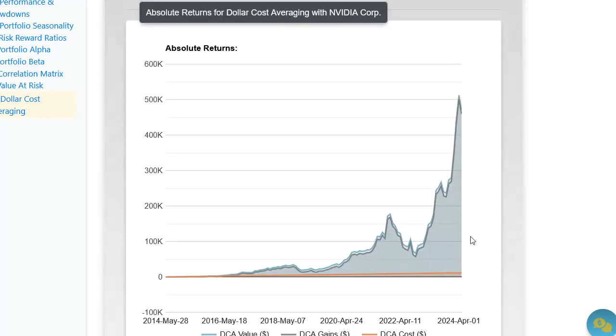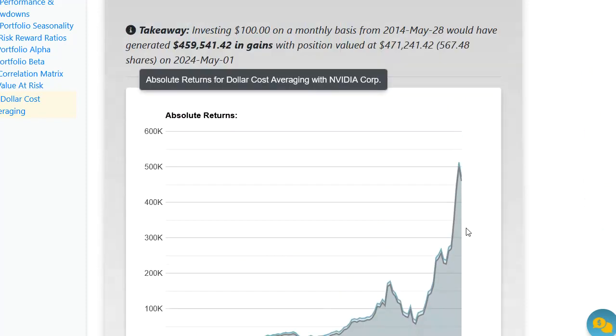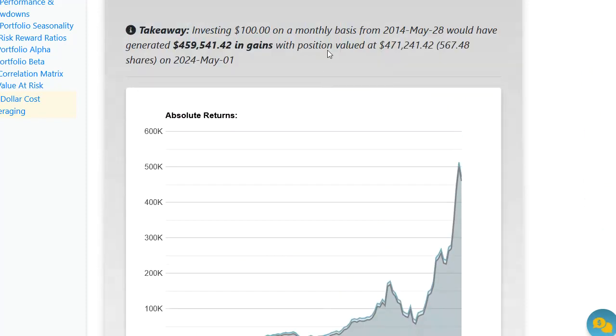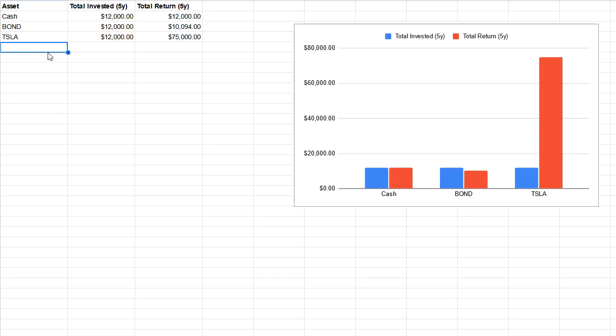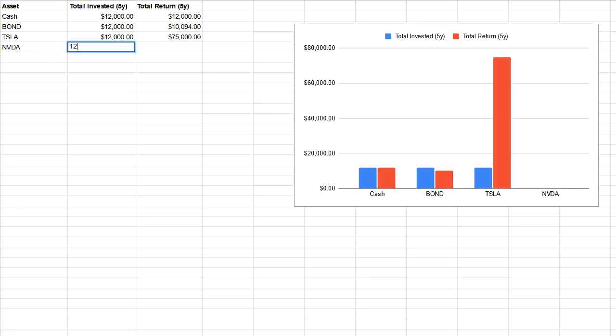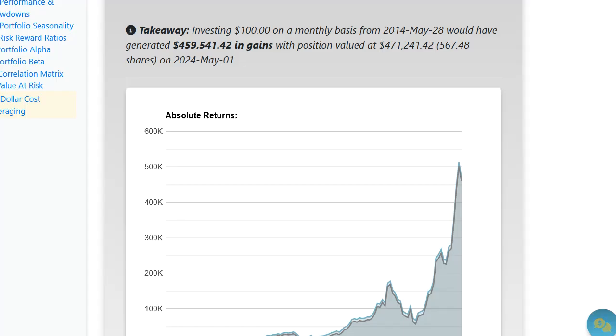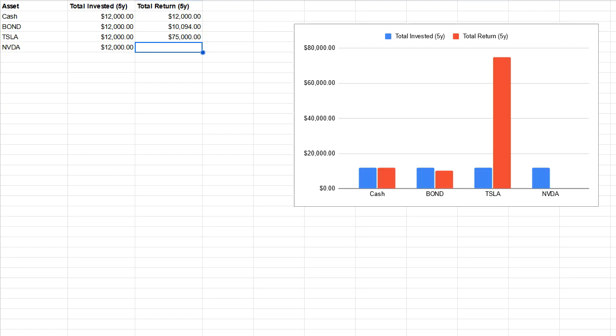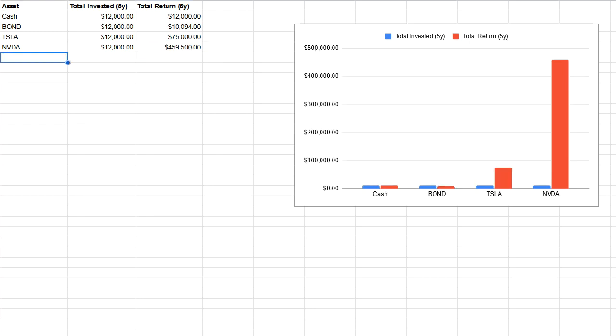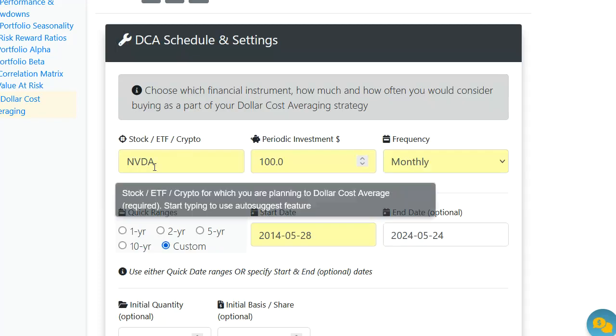Okay, so Nvidia would obviously be a great one. With a simple $100 on a monthly basis, you would have made 459,000 in gains, right? So this is insane. But of course, you would never have found Nvidia in 2014 if you weren't a PhD in computer science. Okay, so 459,500. Good.